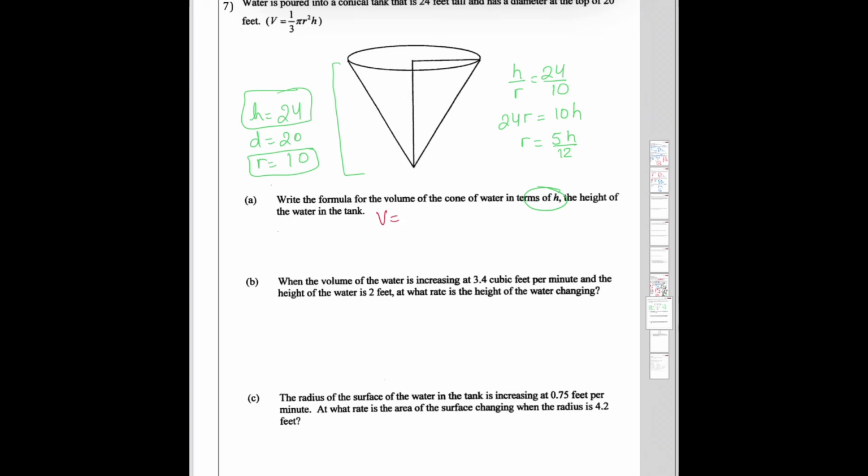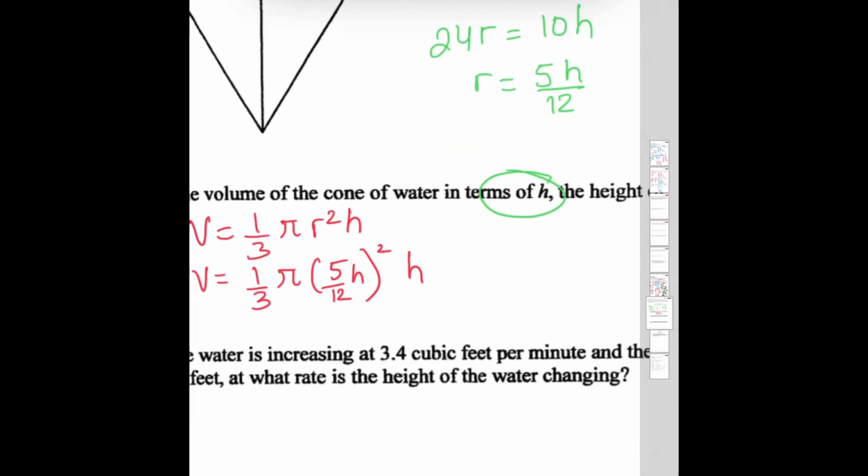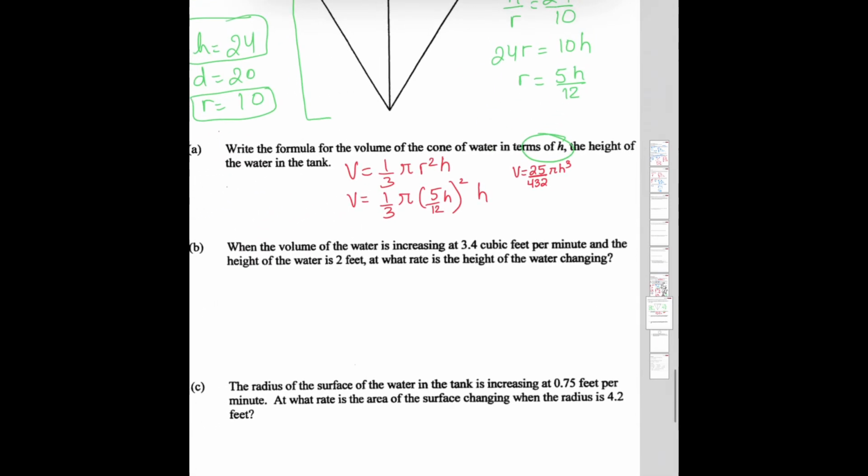I'm going to write my volume formula, which is, it's not asking me to do anything else, just asking me to write my volume formula in terms of H. 1 over 3 pi R squared H. That's your cone formula for volume. I'm going to substitute R with 5 over 12 H, squared, times H. 5 squared is 25, so volume is 25 pi H cubed over, what is it? 12 times 12 is 144, times 3 has to be 432. Yes, and that's your volume formula in terms of H. So that's what it asked you.